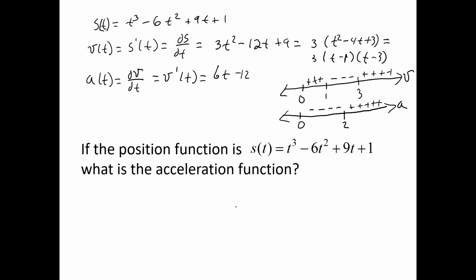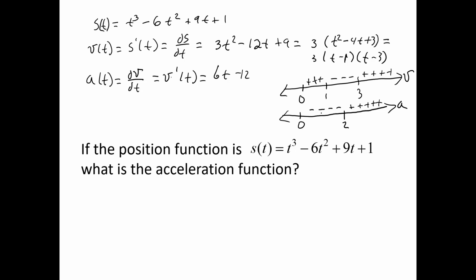Okay, so if the position function is s of t is t cubed minus 6t squared plus 9t plus 1, what is the acceleration function? So this is the acceleration function, this is the velocity function. Now, remembering that since the acceleration is the derivative of the velocity, and that the derivative function tells you whether the original function is increasing or decreasing, right?